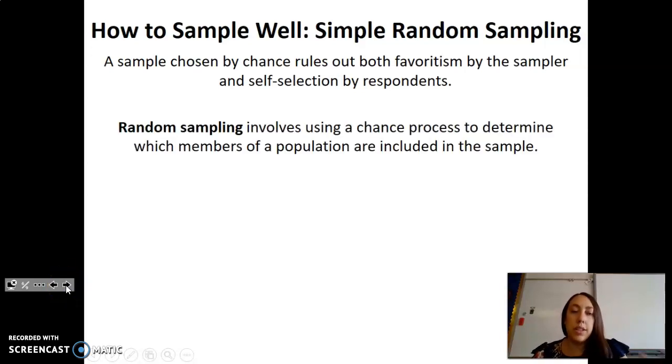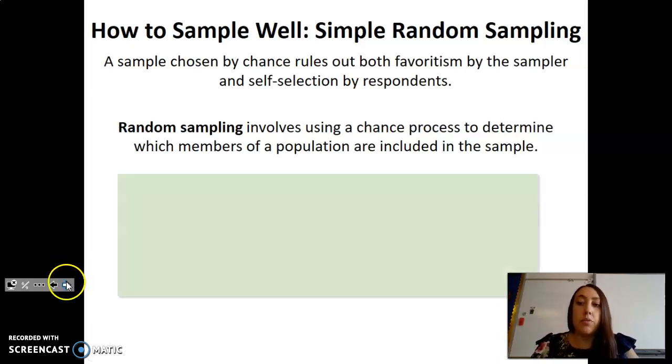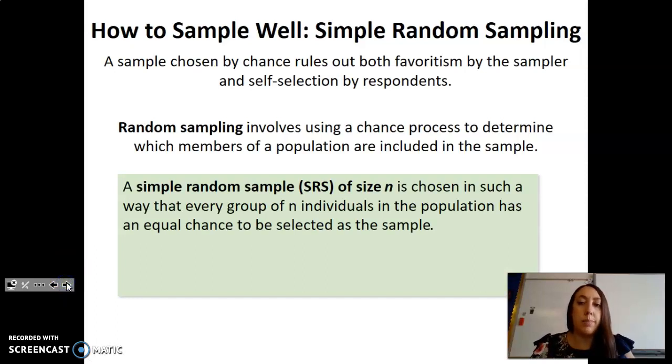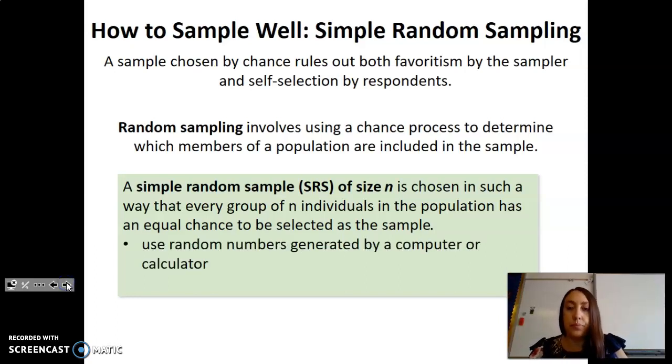Random sampling involves using some sort of chance process to determine which members of the population are included in the sample. So if you put all the names of your population in a hat, shook the hat up, and drew names out, that's random, right? It's a chance process. There are multiple ways to conduct this, but a simple random sample, which we abbreviate SRS, of size n is chosen in such a way that every group of n individuals in the population has an equal chance of being selected in the sample.